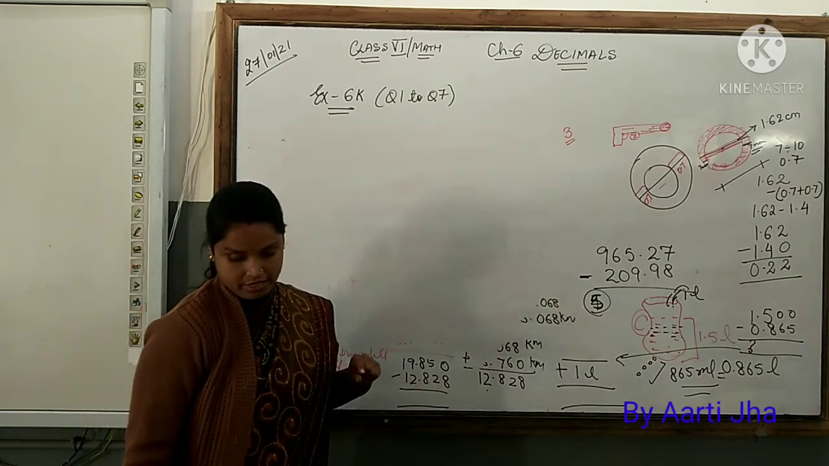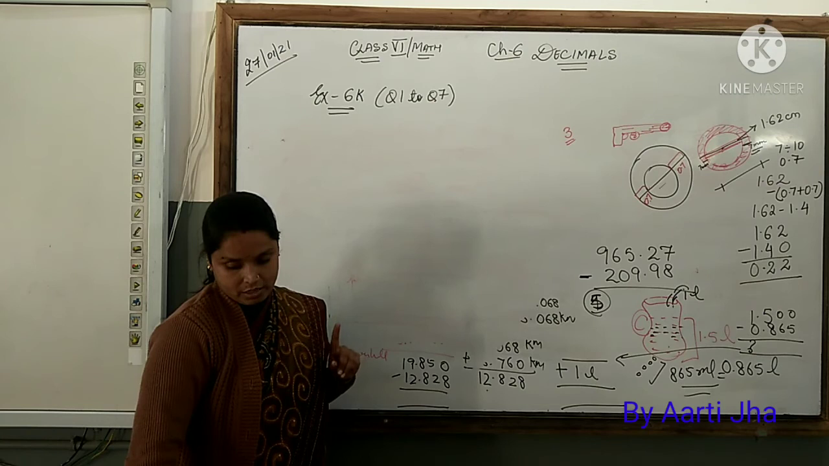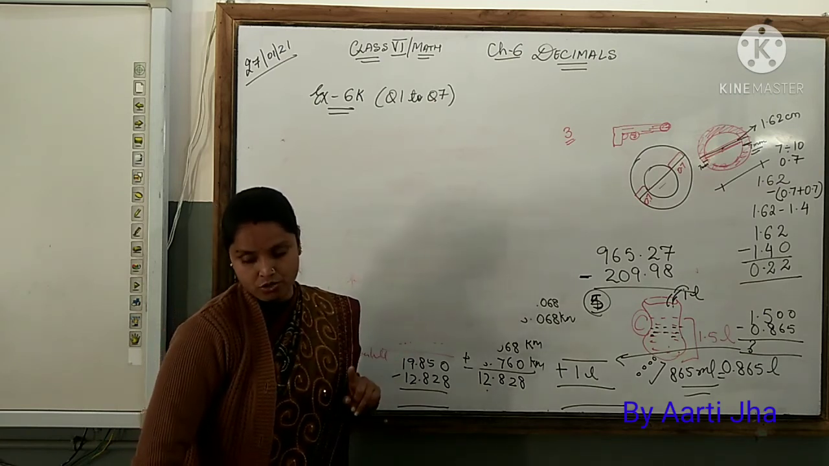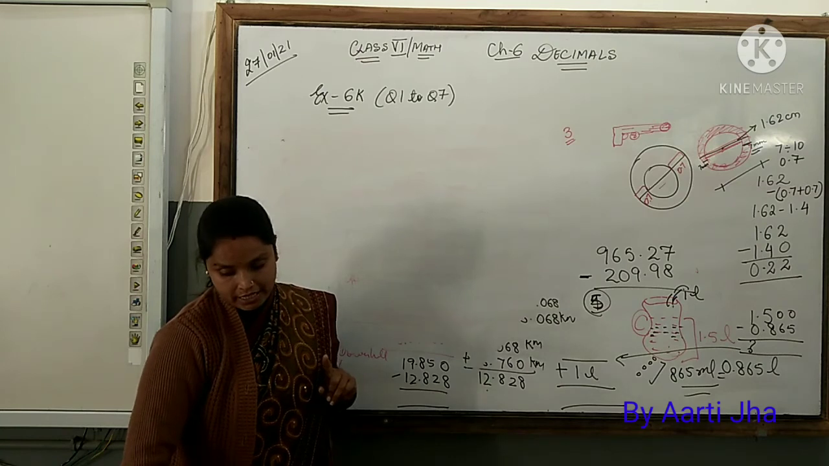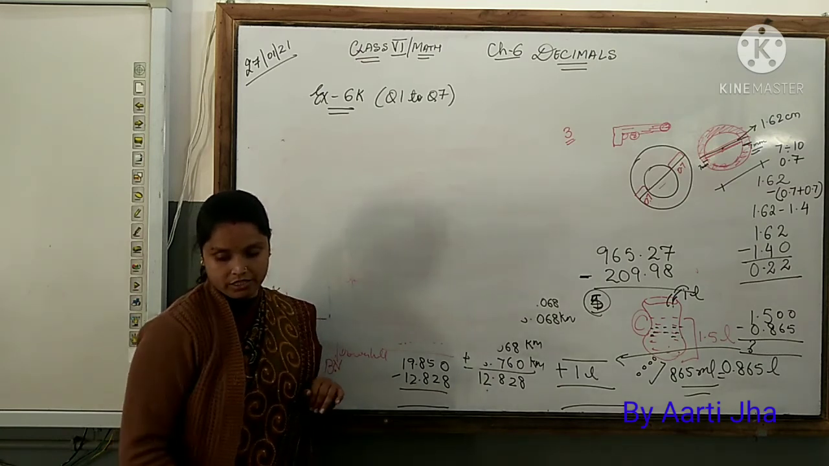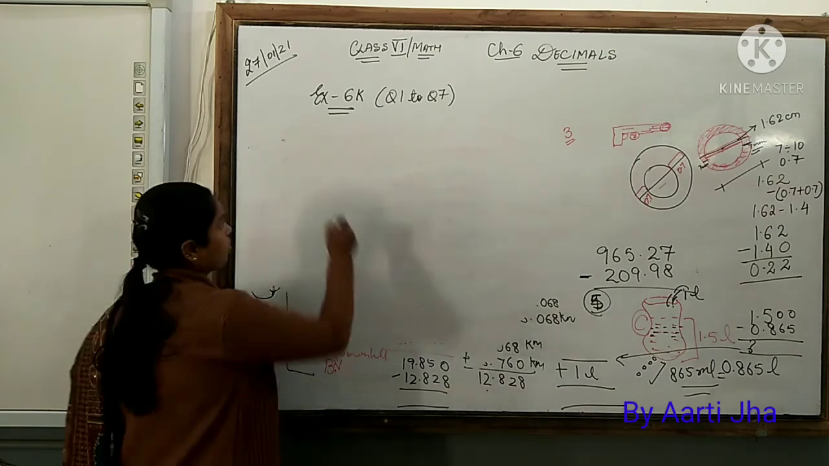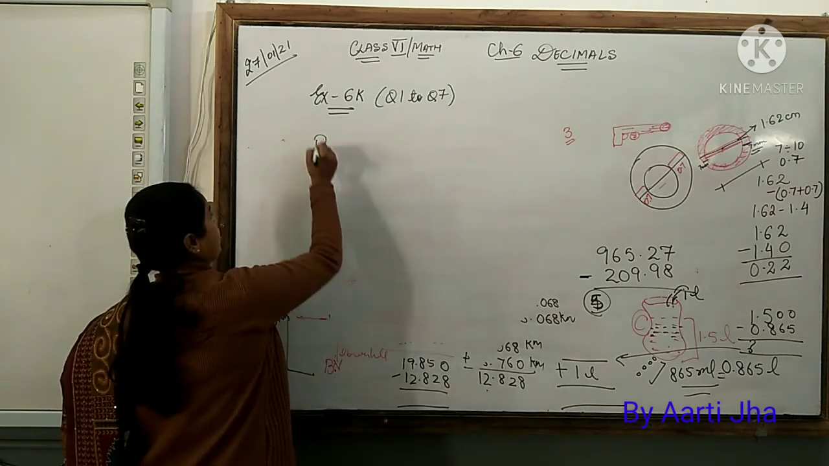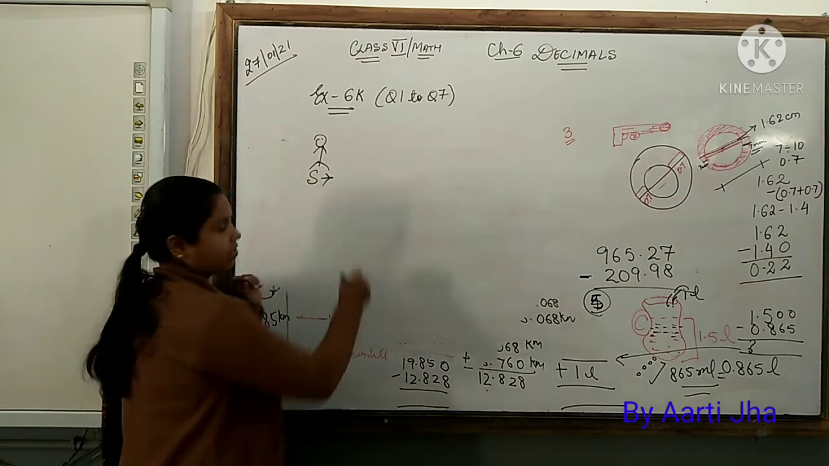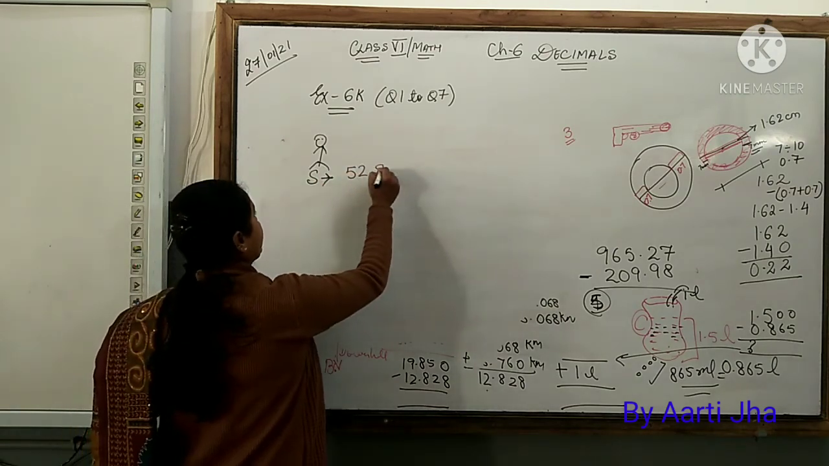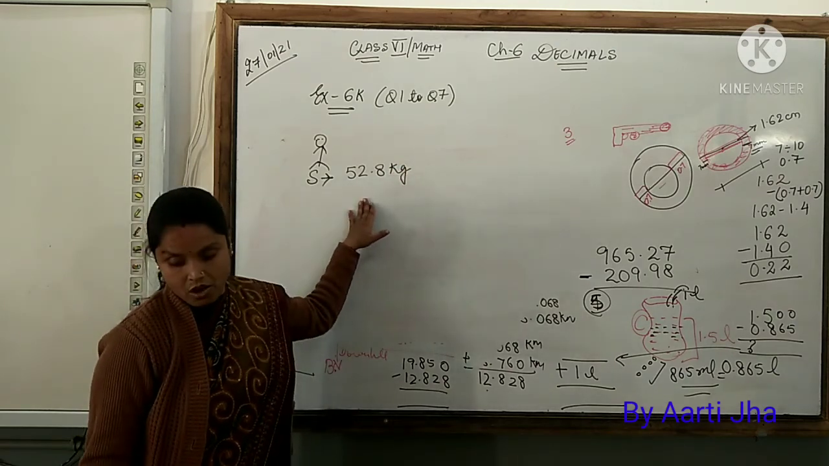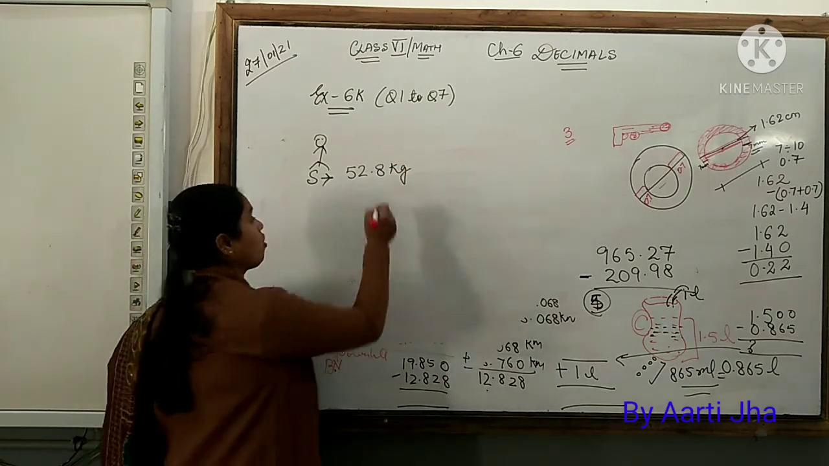Question number 6 says, Sachin's weight is this much before he became ill. In the first week, he lost 2.9 kg, but in the second week, he gained. What was the total weight at the end of the second week? This is Sachin, children. Sachin's weight is given as 52.8 kg. This is the weight he has. From this weight, he lost.